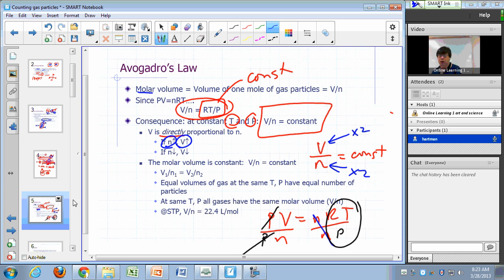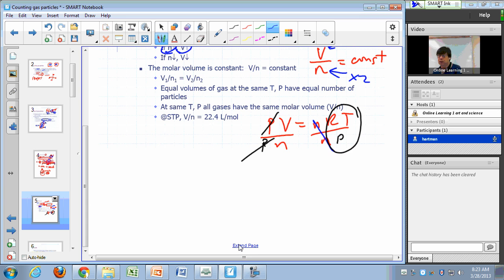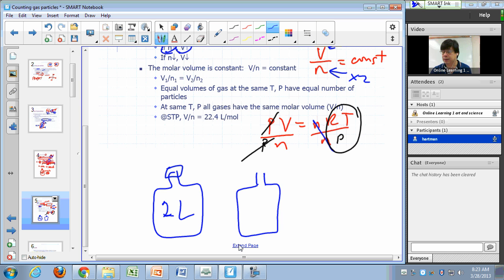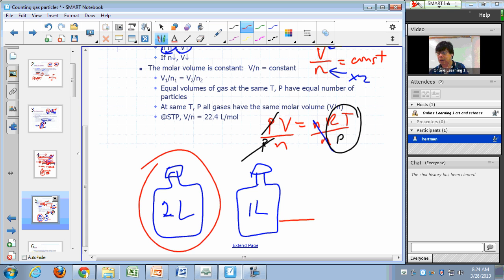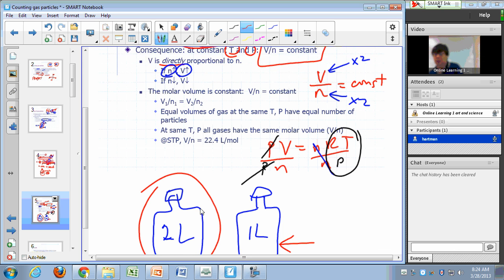So if I were to ask you an obvious question: you have a 2-liter bottle of soda, empty, no soda in there, just air, versus a 1-liter bottle. Which one has more molecules? The answer would be the 2-liter bottle, twice as many molecules as the 1-liter bottle. Number of moles is directly proportional to the volume.